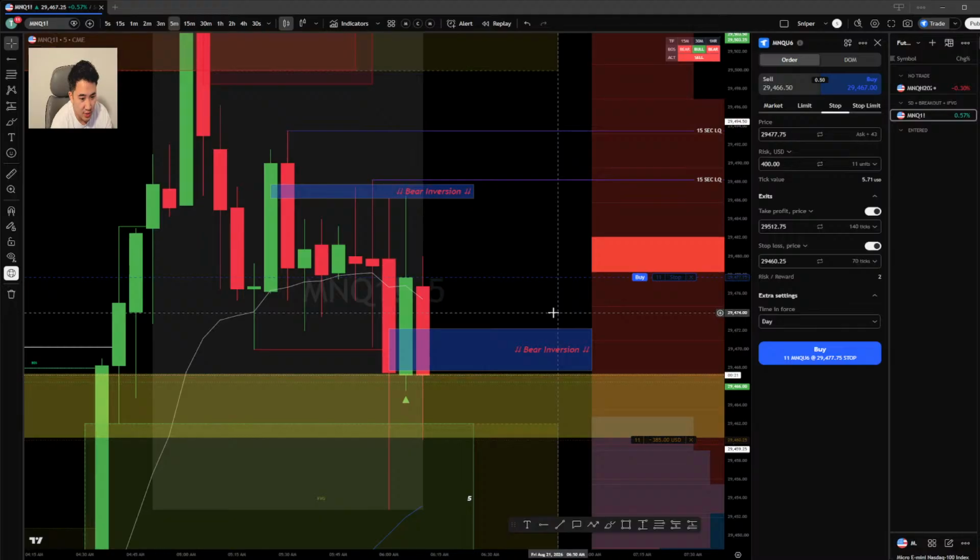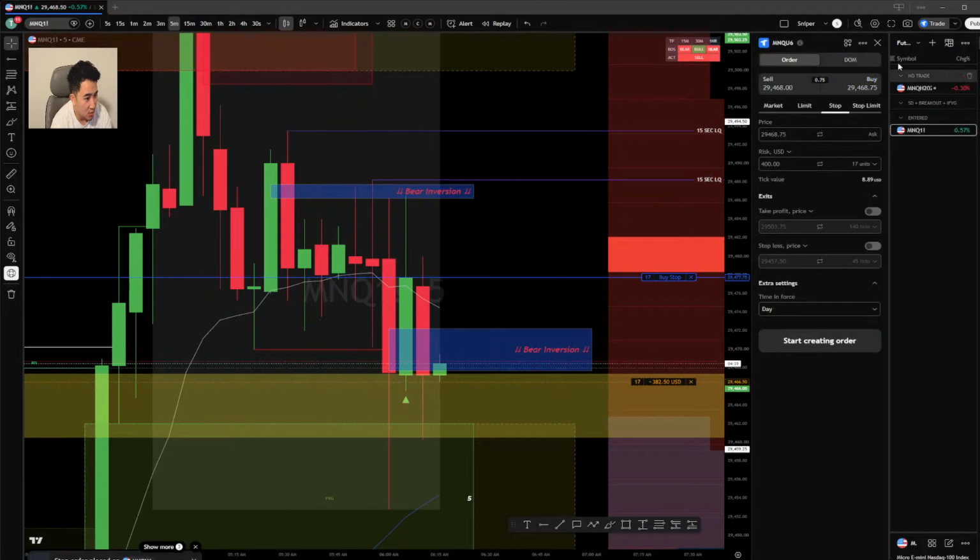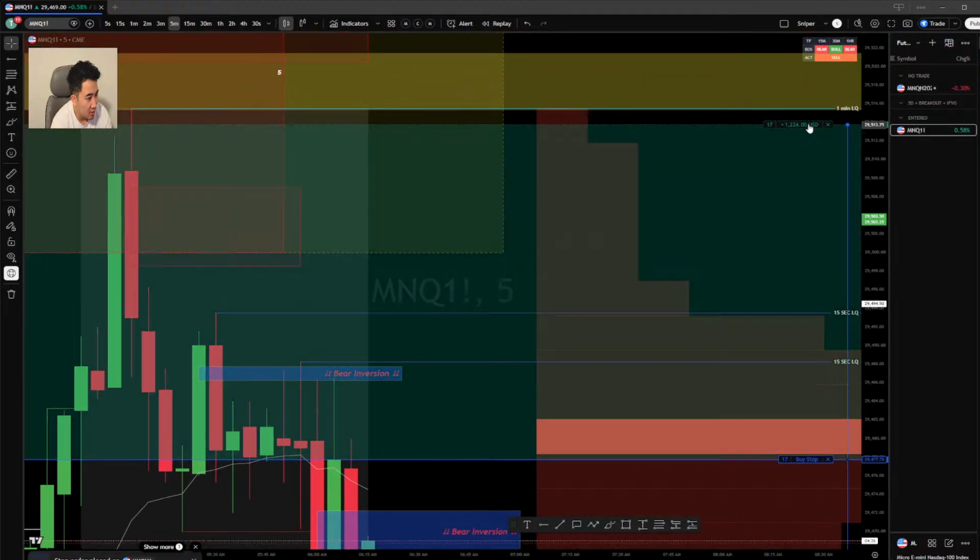It's tagged into this bearish inversion on the 1 minute. See if it rips through it. All right, it's inside. Let's move this right to here. I'm just going to put a buy stop there just in case price rips through it. It tags us in, and then we'll target this up here.